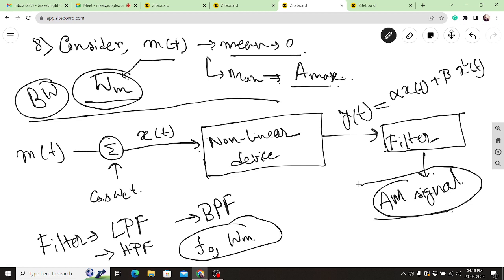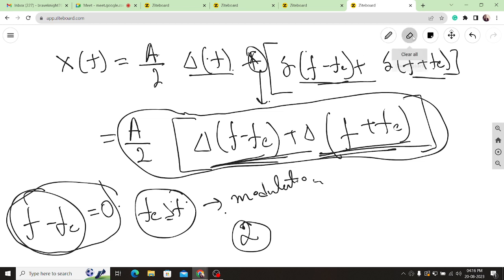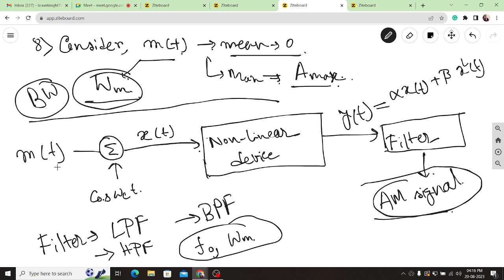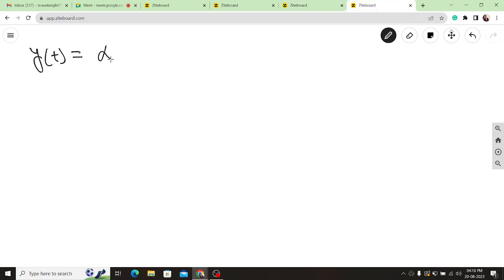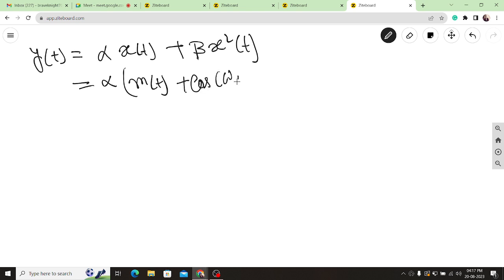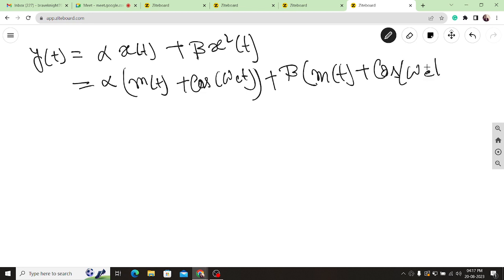Okay, so let's solve it. What will be the signal yt? Yt is getting an input that is the summation of mt and cos omega ct, that is xt. So this is alpha xt plus beta x squared t. What is xt? Xt is mt plus cos omega ct. So this is alpha of mt plus cos omega ct, plus beta of mt plus cos omega ct, whole square.